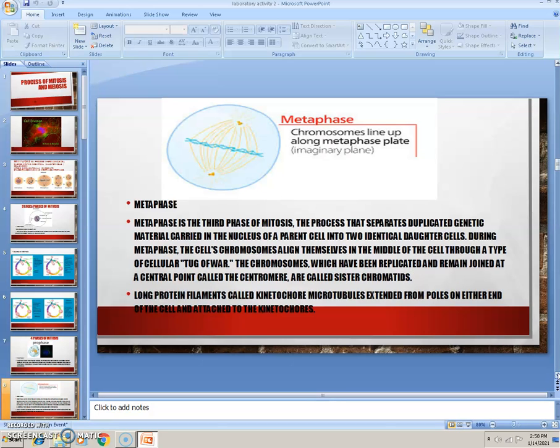In metaphase, in mitosis, the process that separates duplicated genetic material carried in the nucleus of a parent cell into two identical daughter cells. During metaphase, the cell's chromosomes align themselves in the middle of the cell through a type of cellular tug-of-war. The chromosomes, which had been replicated and remain joined at a central point called the centromere, are called sister chromatids. Long protein filaments called kinetochore microtubules extend from poles on either end of the cell and attach to the kinetochores.